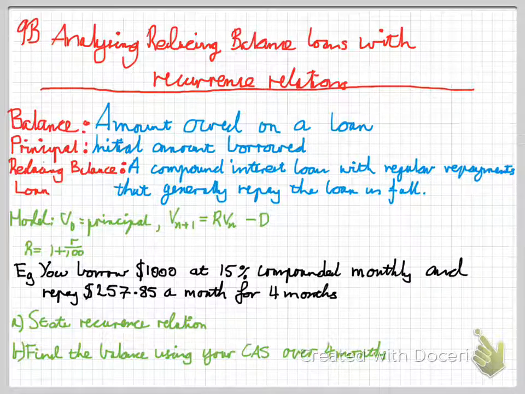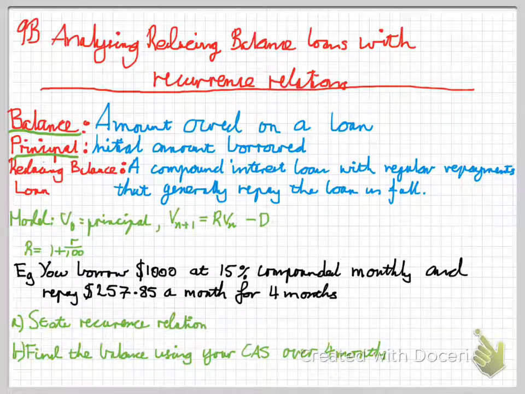So when we talk about the word balance, we want to remember that that's purely referring to the amount that's owed on the loan. This will obviously change over the life of the loan. The principal is the initial amount borrowed. Okay, so you take out a loan for $5,000 to buy a car, then your principal is $5,000.